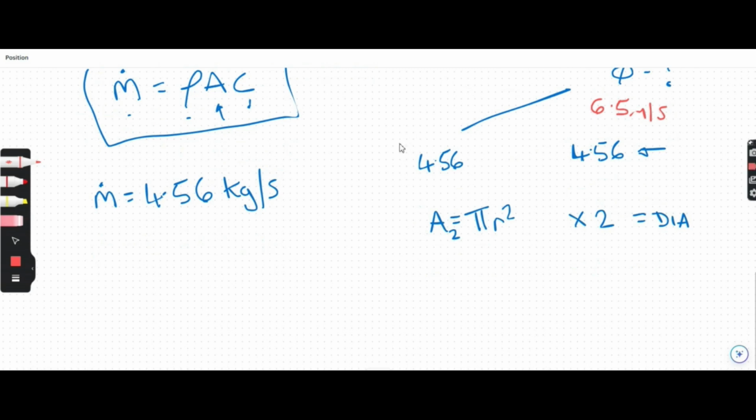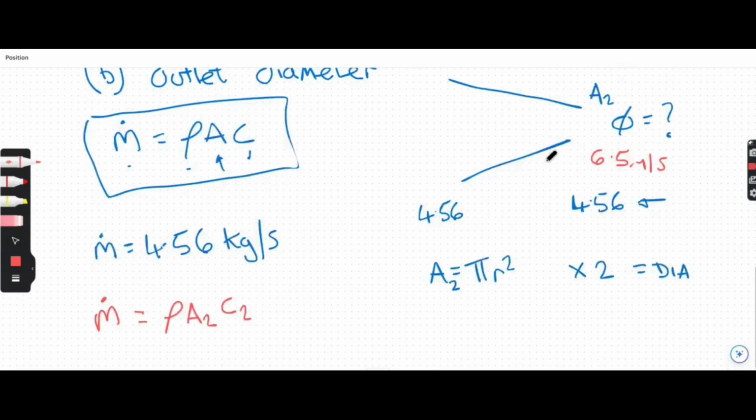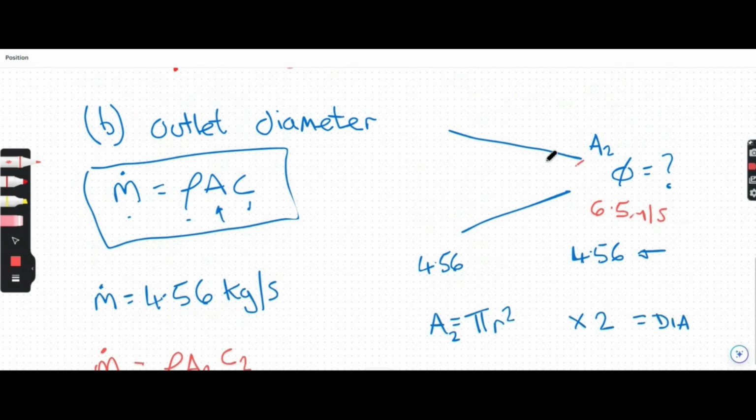So here's my formula. Mass flow rate, which we know, equals the density, which we know, area, which we don't. I'm going to call it area 2, because it's the outlet, times by outlet speed. So C2 is the outlet speed, A2 is the outlet area, density, and the mass flow rate is the mass flow rate. Because here's my pipe. It's a round pipe. So I need to find the diameter of this bit here.